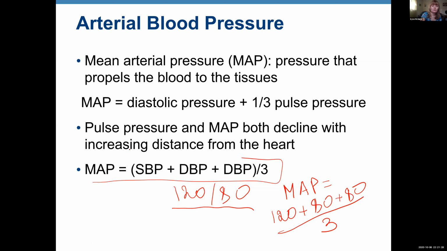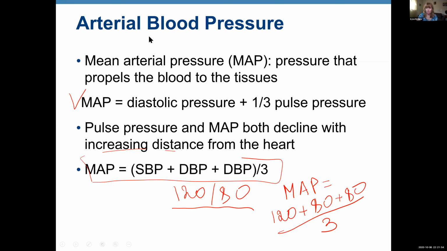You can also use this other one over here: diastolic plus 1/3 of pulse pressure. That is actually pretty much the same. This one is just easier to understand. Why all of a sudden do we take systolic one time and diastolic twice and divide by 3? It does make sense, right? So that's MAP.